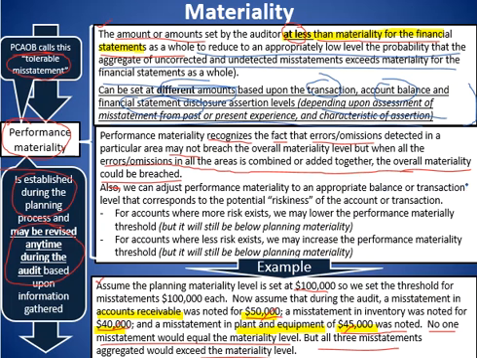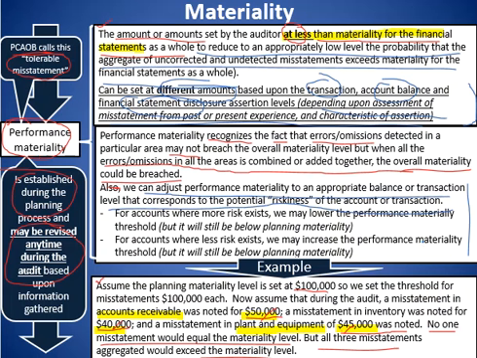That we omitted right here. We can adjust performance materiality, which I was just talking about, to an appropriate balance. Let me go back with the eraser again because I drew through everything. Okay, we can adjust performance materiality to an appropriate balance or transaction level that corresponds to the potential riskiness of the account or transaction. And that's what I've just talked about.